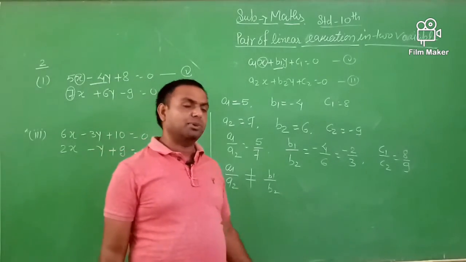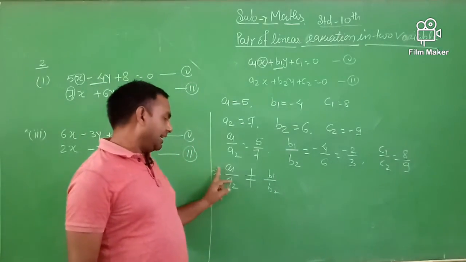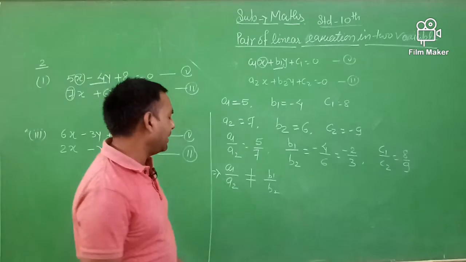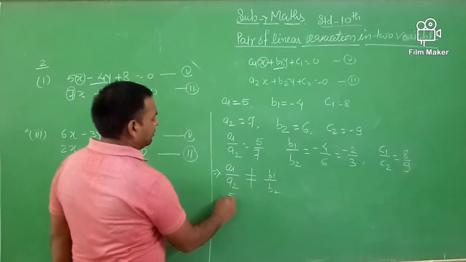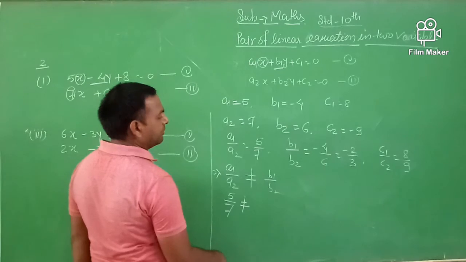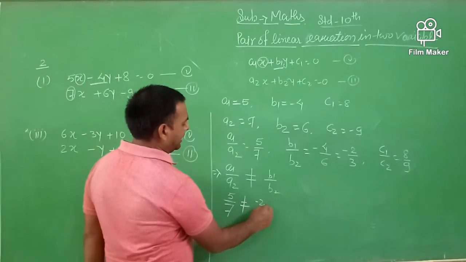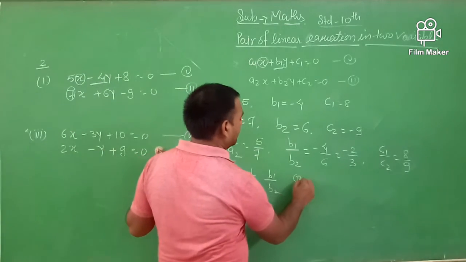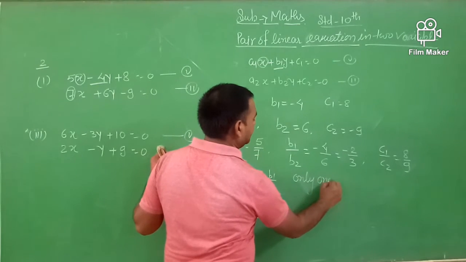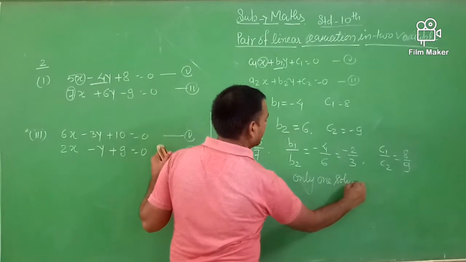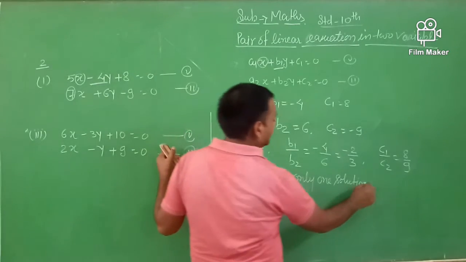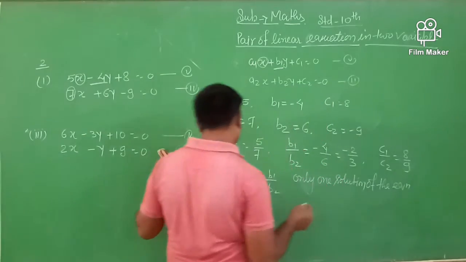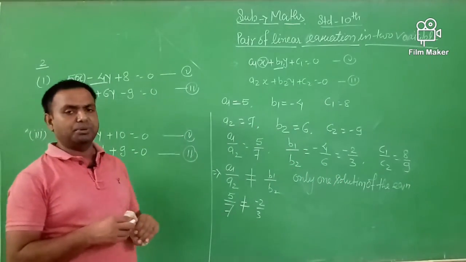It means it has only one solution, because a1 upon a2 does not equal b1 upon b2. The value of a1 by a2 is equal to 5 by 7, and the value of b1 by b2 is equal to minus 2 by 3. So it provides only one solution of the equation, because a1 by a2 does not equal b1 by b2.